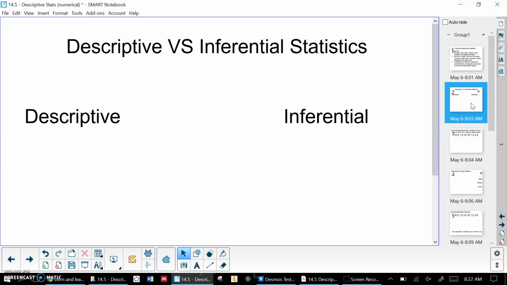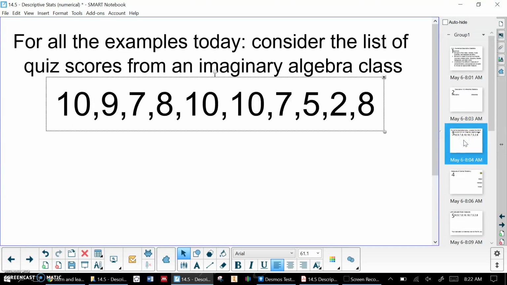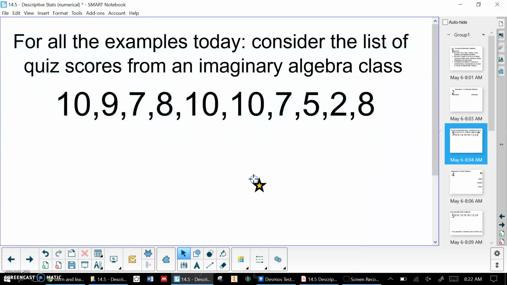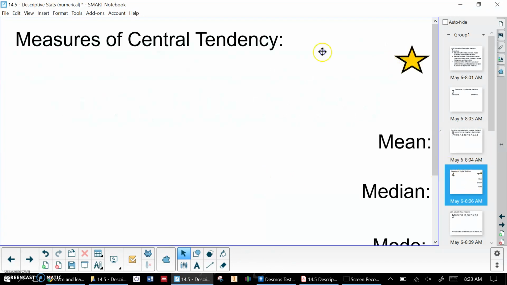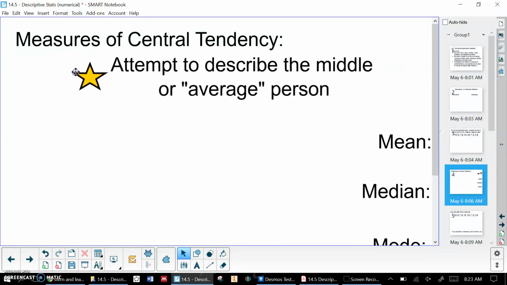So for all of these examples, we're going to be looking at this set of data. Let's just pretend this is from an imaginary algebra class. They've taken a quiz, it's out of 10 points, and we've gotten these scores here. Let's go ahead and start with central tendency first. Central tendency is just an attempt to describe the middle or the average person in a group. We basically want to come up with one number that we feel represents how the entire group did.